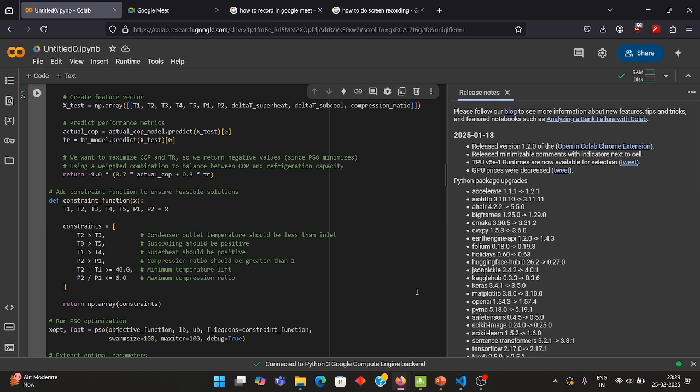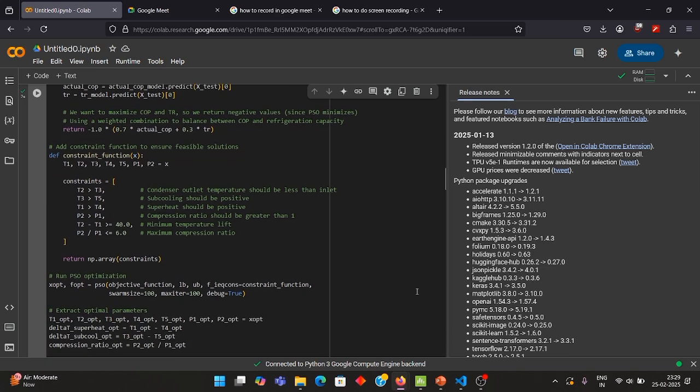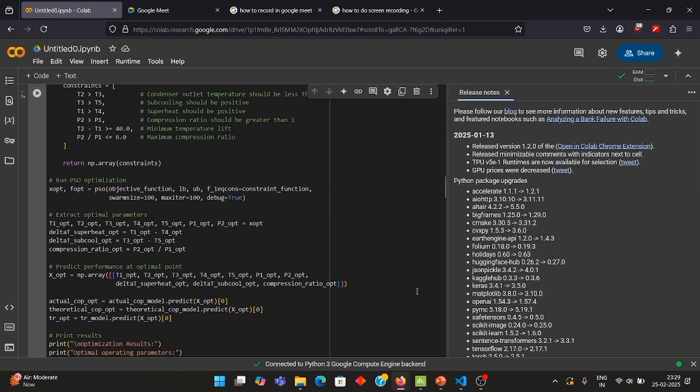We add constraints to ensure feasible solutions. Condenser outlet temperature should be less than inlet, which is one of the constraints. The other constraints include that subcooling should be positive, superheat should be positive, compression ratio should be greater than 1, minimum temperature lift should be greater than or equal to 40, and maximum compression ratio is that P2 by P1 should be less than or equal to 6.